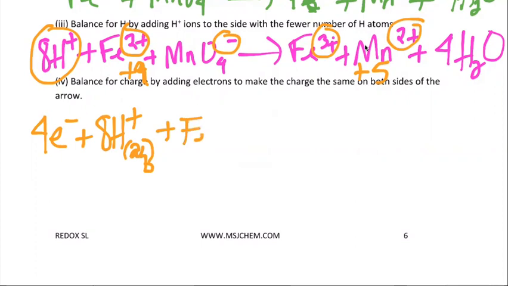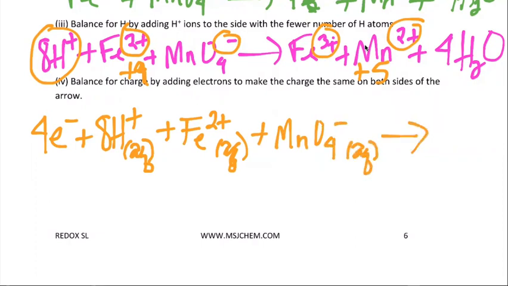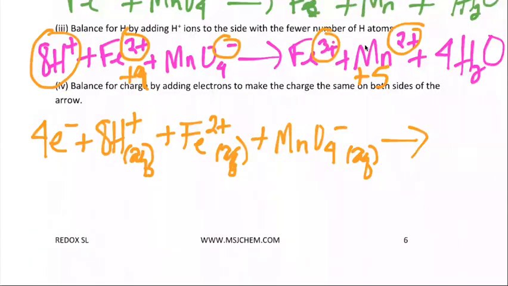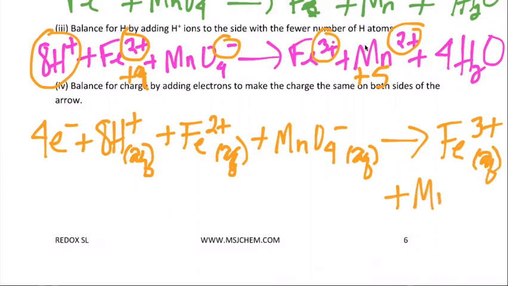Plus our iron 2 plus, which is aqueous, plus my permanganate ion, which is also aqueous. And then I'm going to run out of room, so I'm going to have to write mine partially below. But then on the product side, we have Fe3 plus aqueous, plus we have the manganese 2 plus, that's aqueous. And then we have 4 water molecules, and water will always be a liquid.